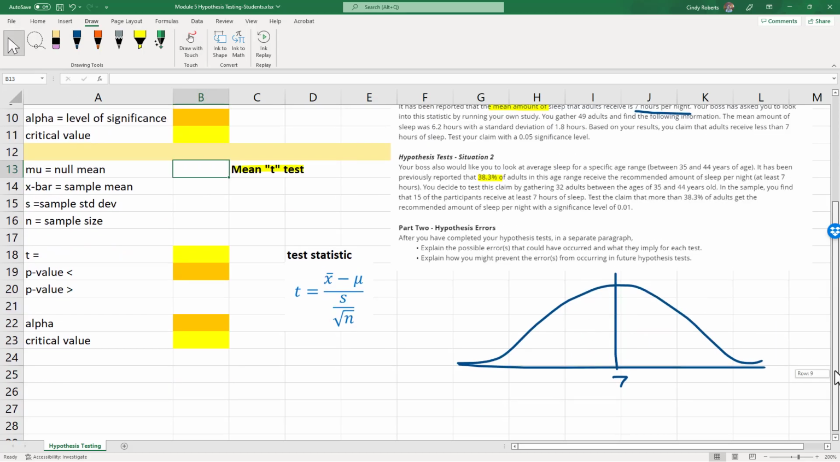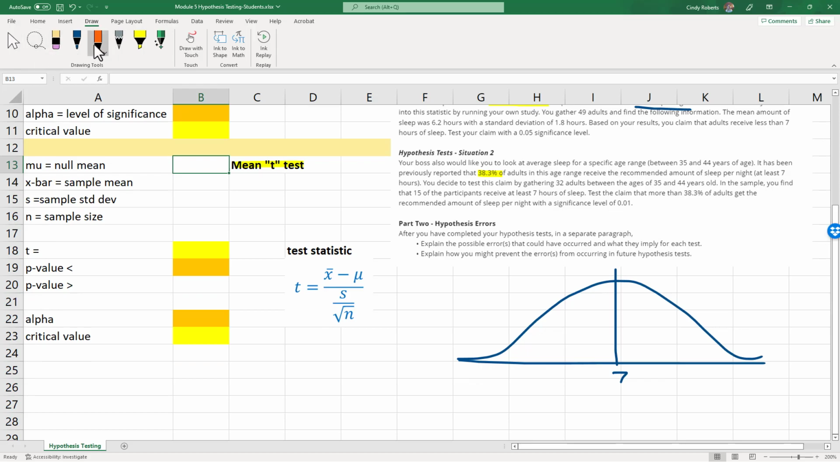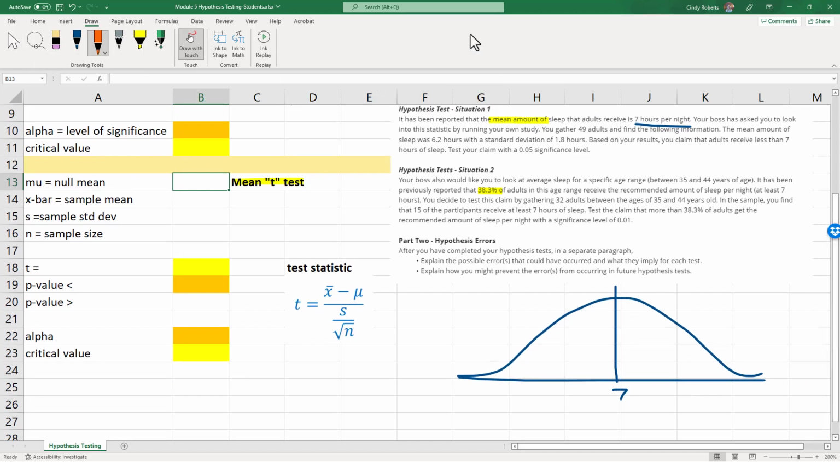I didn't mean to jump that far. I wanted to jump up a little bit. All right. So that's what they're telling me. Would you go back up a little bit? There we go. All right.